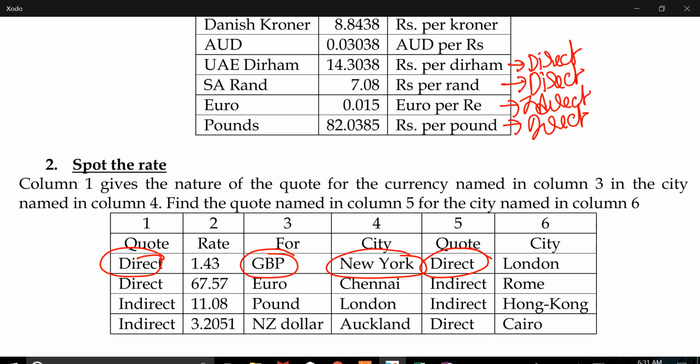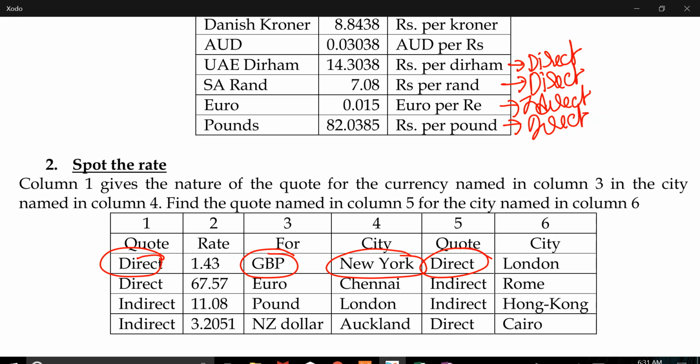Now please listen. It doesn't matter for which currency they're talking about. If it's in New York, the home currency will be the first currency, which is a direct quote. Why they have given GBP in the question is that GBP is going to be one of the currencies. What is the currency of New York? USD. So for that information only, GBP is there in the question.